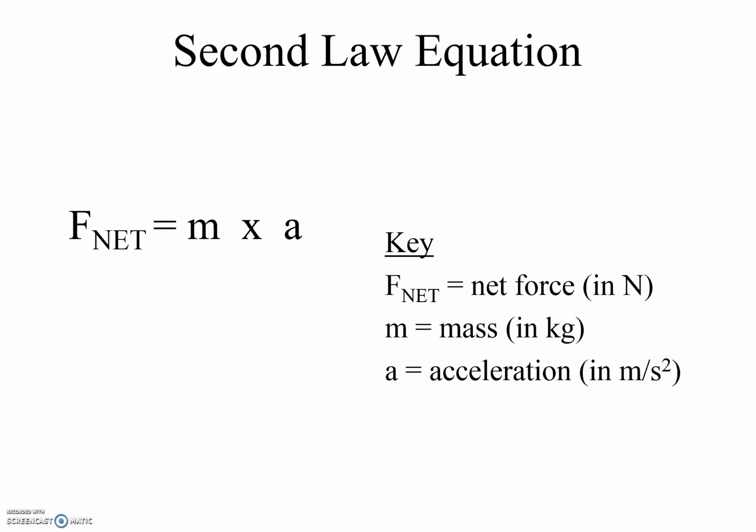And when we look at mass and acceleration, they're on the same side of the equation. That means they're indirectly related. So if the net force is a constant and the mass goes up, the acceleration would go down. And vice versa, if the mass were to go down, the acceleration would go up.